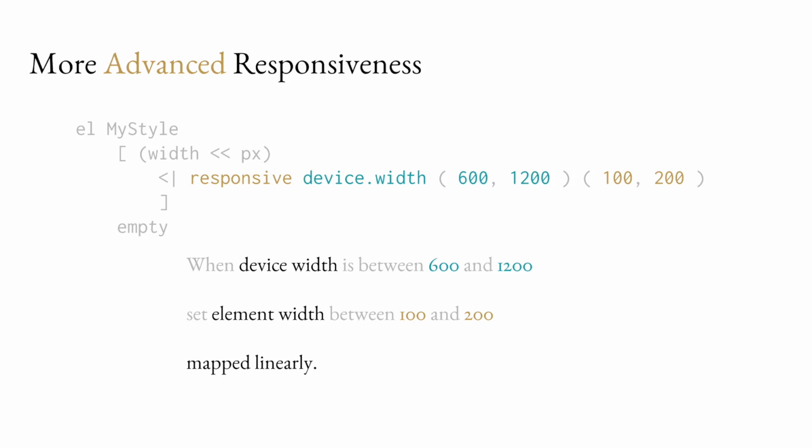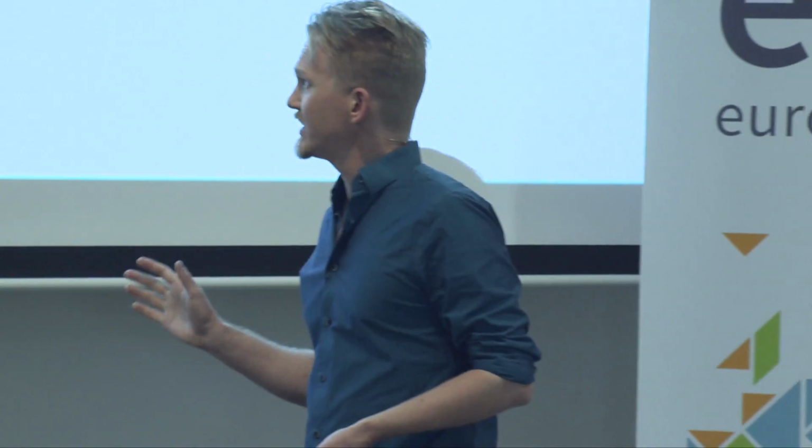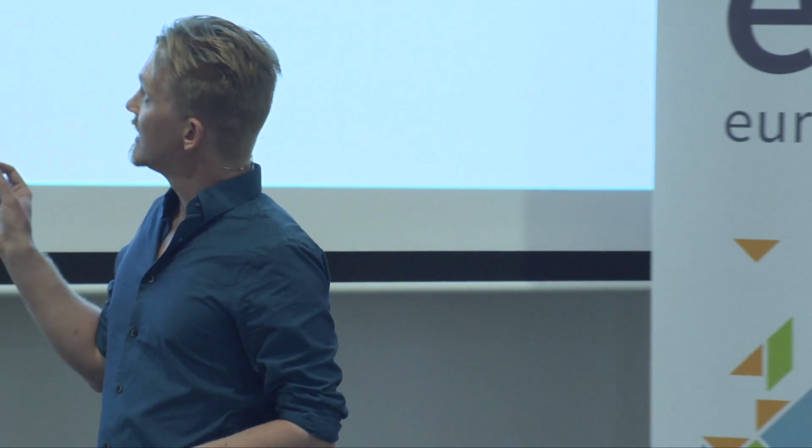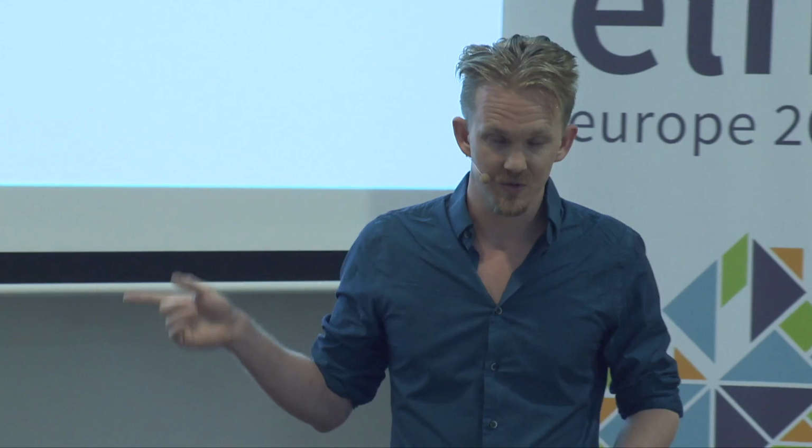So now let's say we're like, okay, great, we can flip things on, flip them off. But what if we want something a little bit more involved? We can have this function, which is actually a very small function, and it could be called map linear or scale linearly or whatever. Essentially, we say: responding to the device width, when the device width is between 600 and 1200, set the value between 100 and 200, and map it linearly. That's generally what most media queries are doing, right?